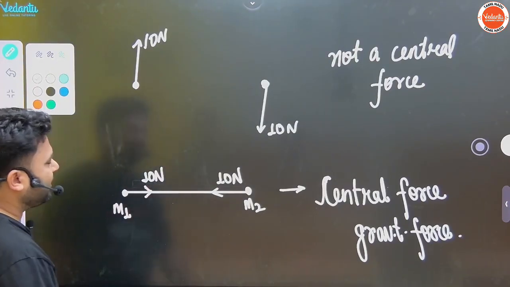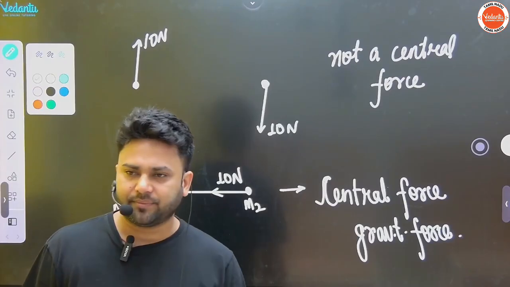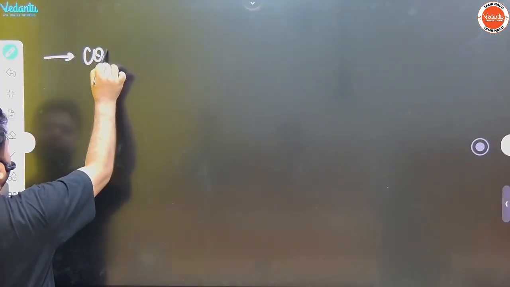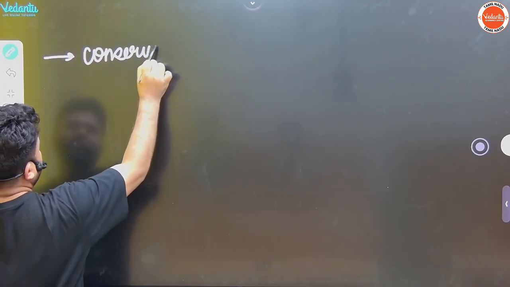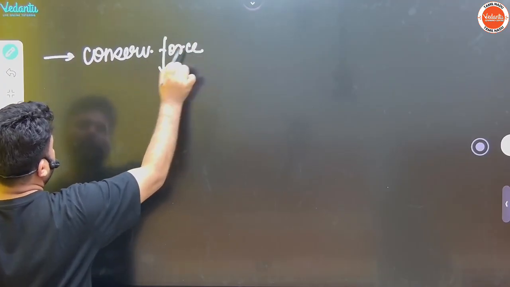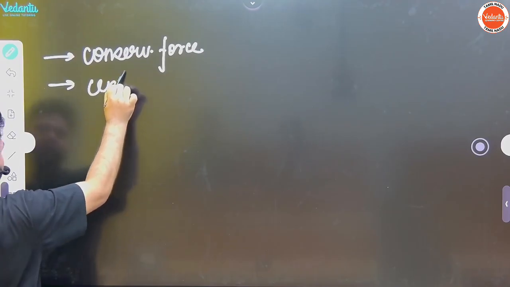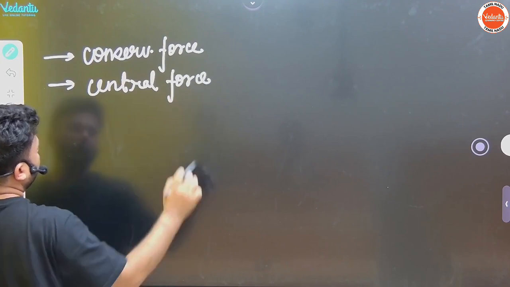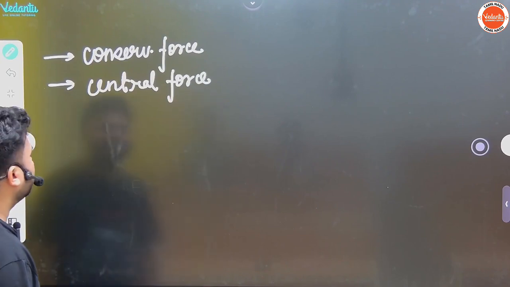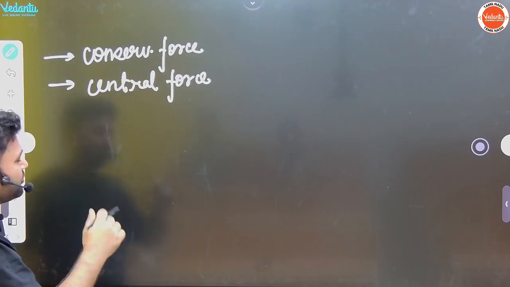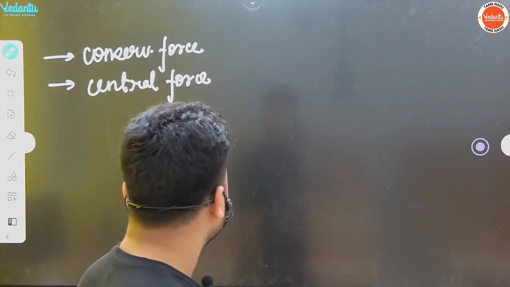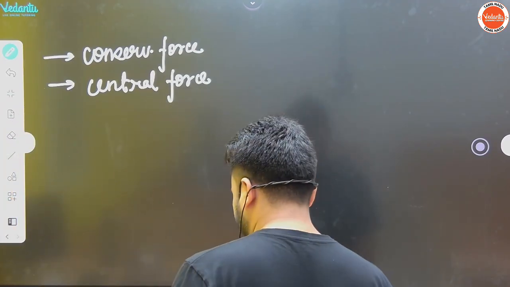Okay. So these points are necessary because they give statement based questions. So you should remember all these things. That gravitational force is a conservative force. Gravitational force is a central force. Correct. So all these points are more important points that the students ignore. That's why I made you write. Okay, conservative force, central force.